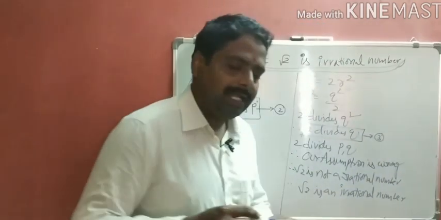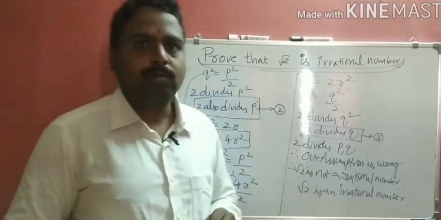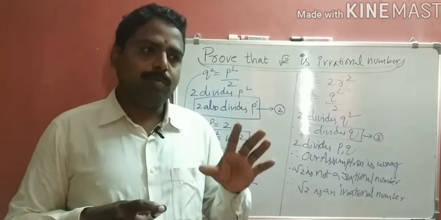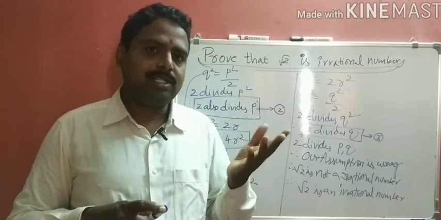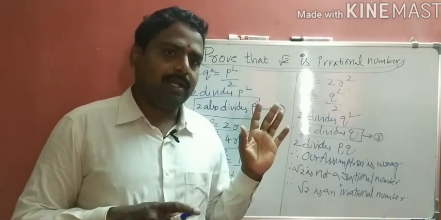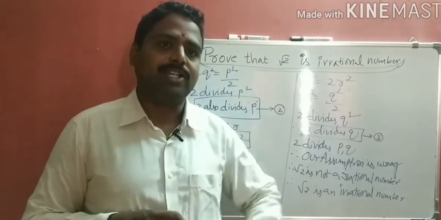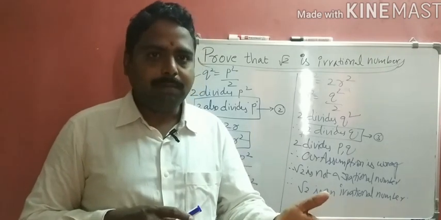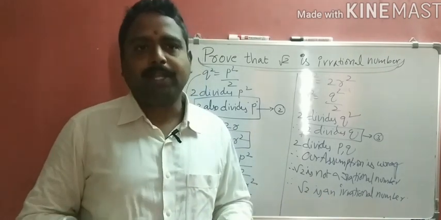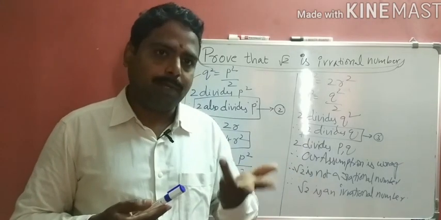Okay. So like this we have to prove by the contradiction method. What is the contradiction method? We are assuming in the opposite way. Since we have to prove root 2 is an irrational number, we go the opposite way. Let us assume that root 2 is not an irrational number. Not an irrational number means it is a rational number. What is the property of a rational number? P by Q. So we can write root 2 is equal to P by Q.